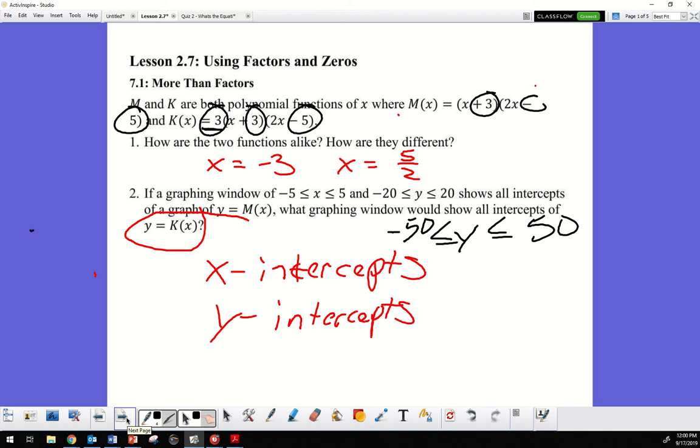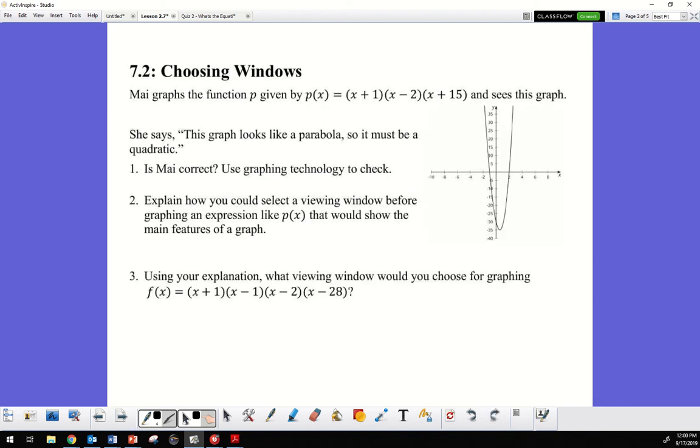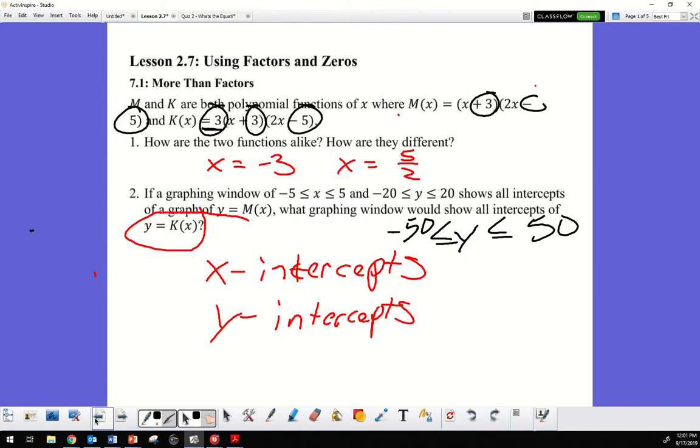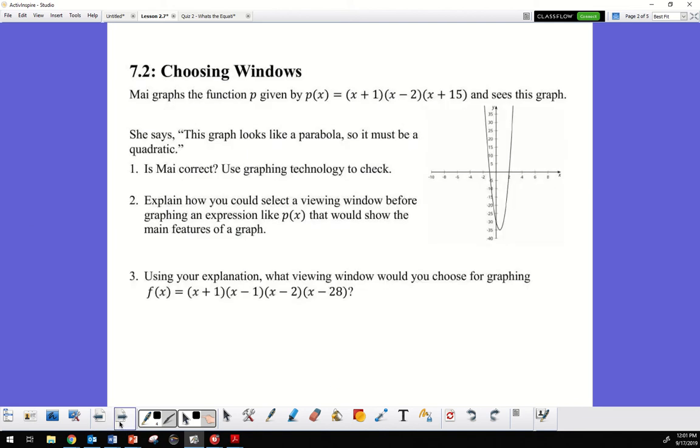All right. Let's look at this next one. It says, so on your paper, you should be on the 7.21. What I had up there earlier is what you needed. So it says Maya graphs the function where it's going to be x plus 1, x minus 2, and x plus 15, and sees the graph. She says, graph looks like a parabola, so it must be quadratic.